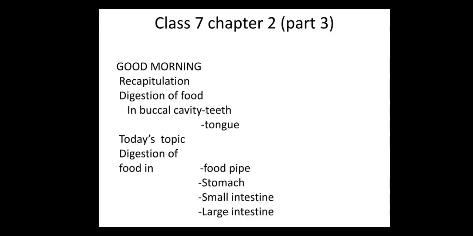Morning students. Today we are going to start with part 3 of chapter 2, nutrition in animals. In the last class you have studied the process of digestion in the buccal cavity, in which you have learnt about the structure and the functions of teeth and tongue. Today we are going to continue with the same process in food pipe, stomach, small intestine and large intestine.